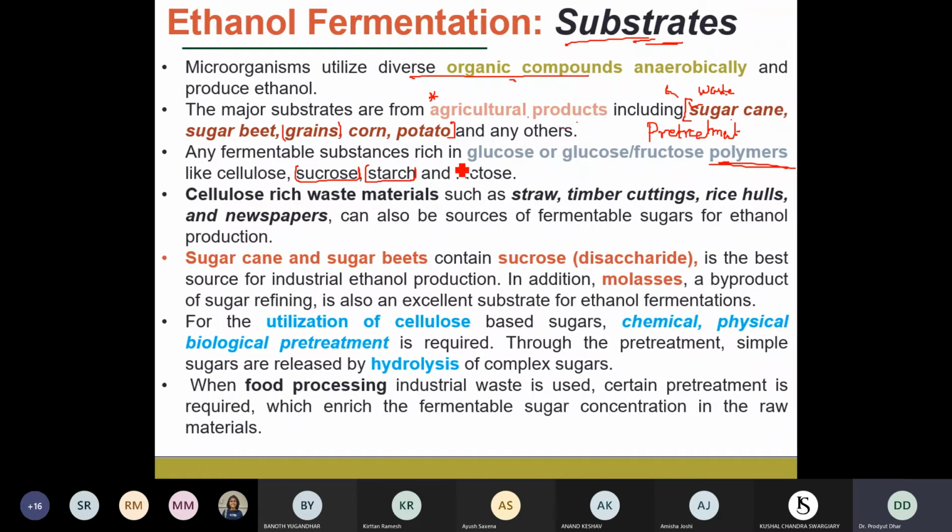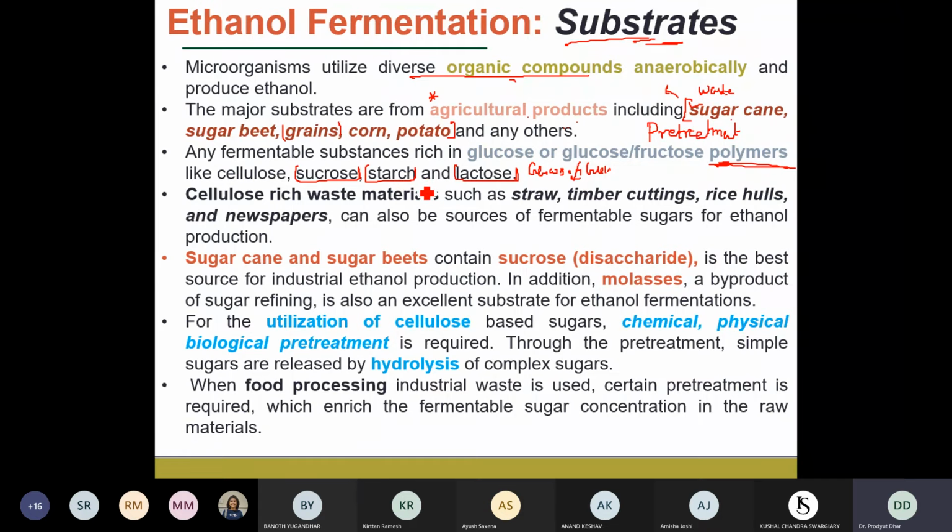Then we have lactose, a disaccharide having one unit as glucose and another as galactose. So this type of polymeric sugars are there, but these polymeric sugars have to be broken down into monosaccharides or monomeric units before the fermentation is carried out.